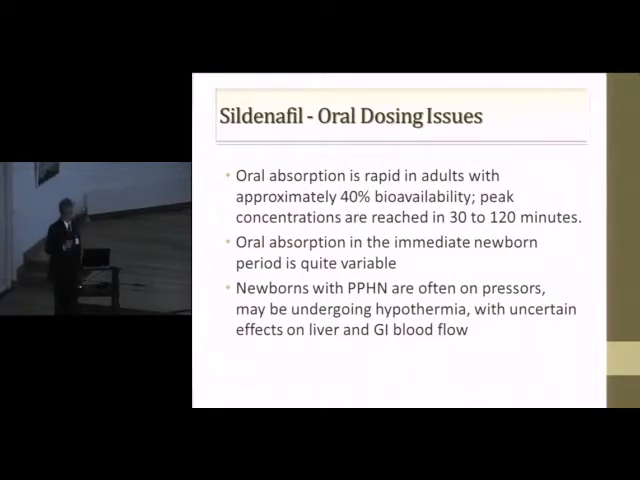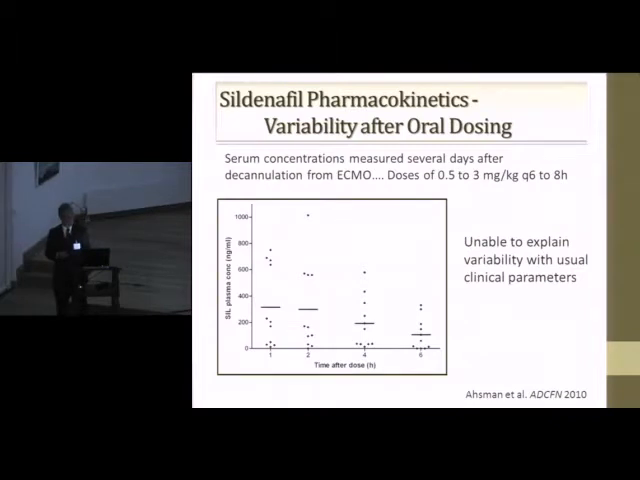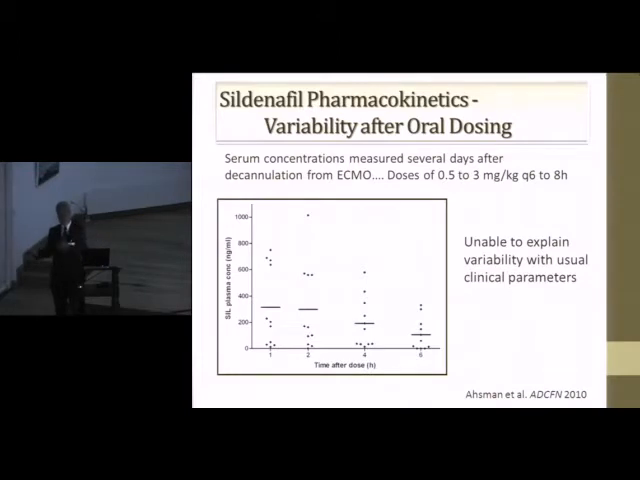Well, if you look at adults, it's rapid oral absorption. You have a peak concentration reached in 30 to 120 minutes and approximately 40% bioavailability. We don't know what the oral bioavailability is in babies. The closest we have is this study here suggesting that some proportion of the babies may not absorb very much drug at all. And so when you're looking at clinical response, is it because it's the disease process that doesn't respond to the drug, or is it just the fact that you don't get the drug in there at all?